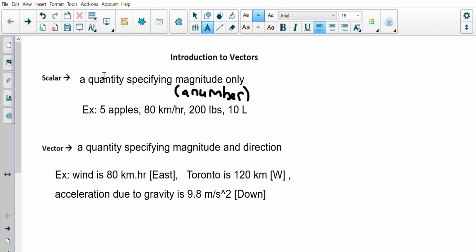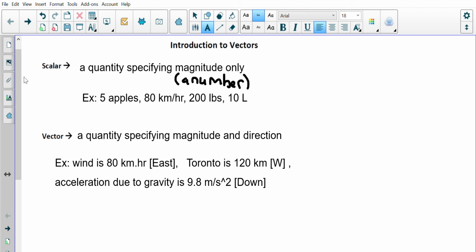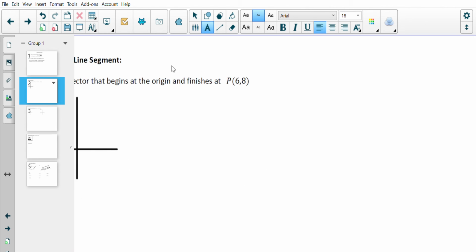All right, so again, the key here is a scalar, which we're used to dealing with in life all the time. You're just counting whatever you can count. But a vector has two aspects to it: magnitude and direction. So a number plus the direction.